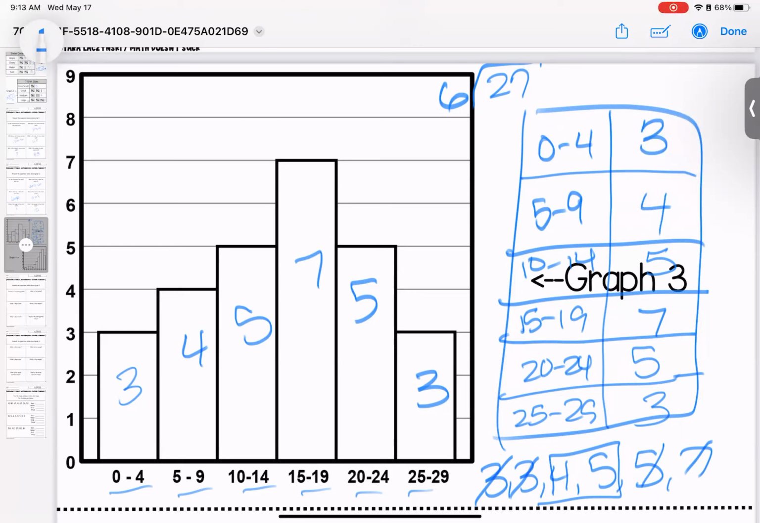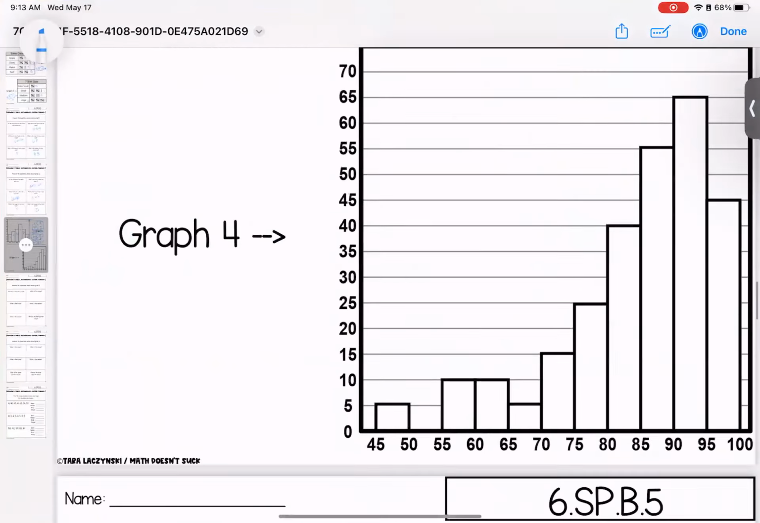And what is the interquartile range? So if we're looking for the interquartile range, we are going to have 2.